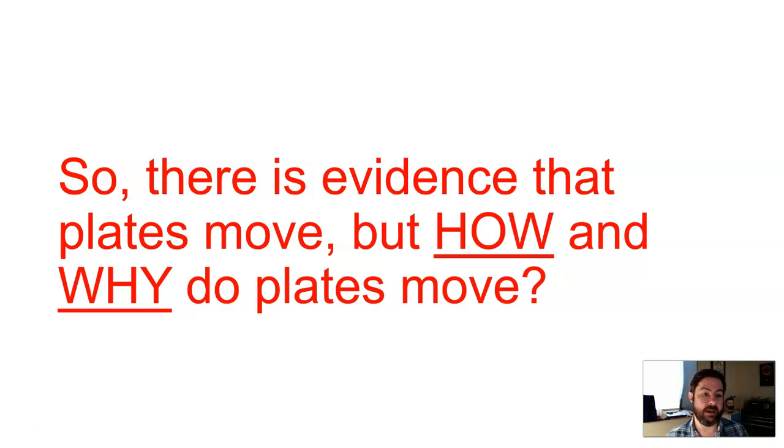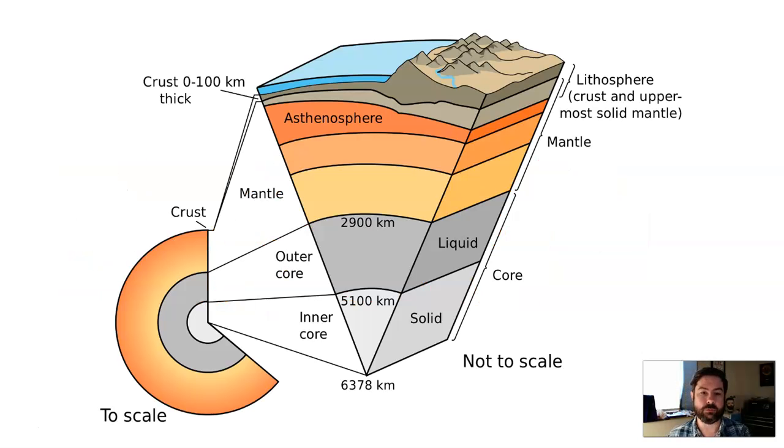So, there's evidence that plates move, but how and why do they move? That's what we're going to talk about. Just remembering back, we have the solid inner core, we have the liquid outer core, we have the mantle. The mantle is broken up into a few different pieces, but for the context of this class, we can just consider the mantle one large area. It's actually the largest layer of Earth by volume. And then we have the crust, the lithosphere, which is the crust and the upper part of the mantle. So we have this thin little crust on the outside.